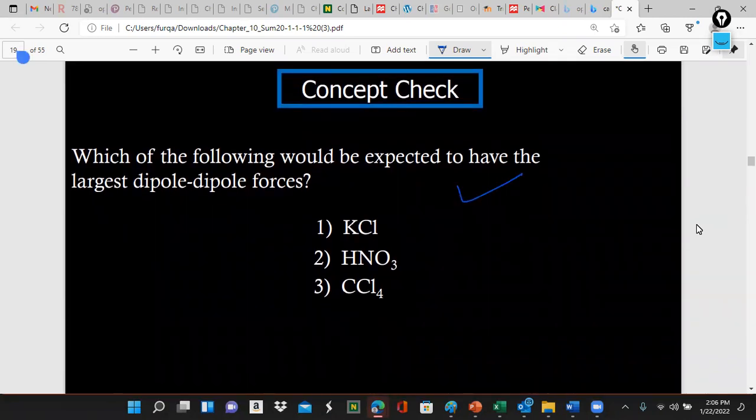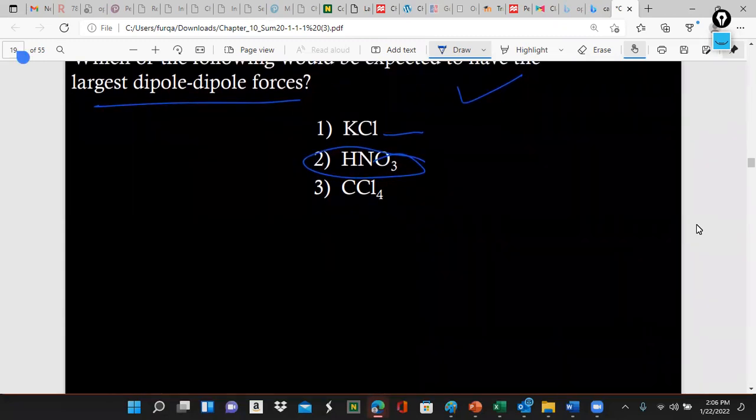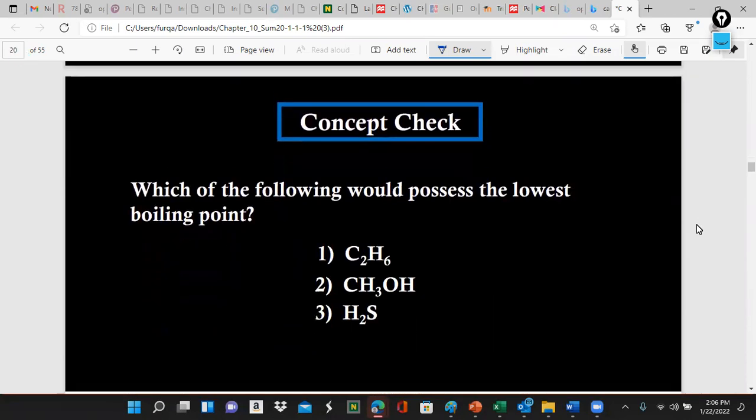We discussed that the hydrogen bond is the largest dipole-dipole force. The largest dipole-dipole force is the hydrogen bond, and the hydrogen bond is possible only in this molecule. Why not in this one and not in this one? Figure it out. We have discussed that in class.